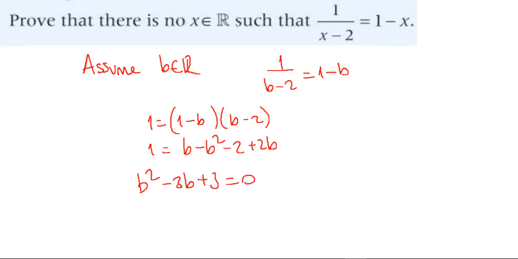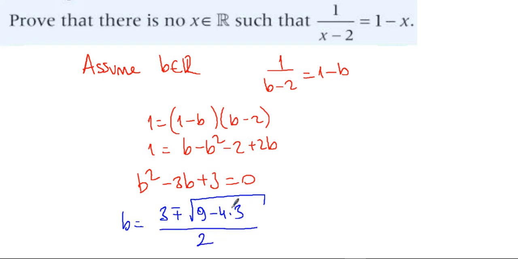Okay, let me try to find this b. Now I am going to use the quadratic formula. So if I go with the quadratic formula, b equals 3 plus minus the square root of the discriminant, 9 minus 4 times 3, divided by 2. Now here, as you can see, inside the square root is negative. It's actually not a real number. It's a complex number. So here we found by contradiction that there is no such number. Our assumption is incorrect. So the first statement was correct.